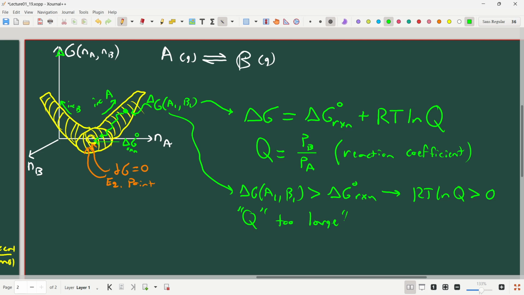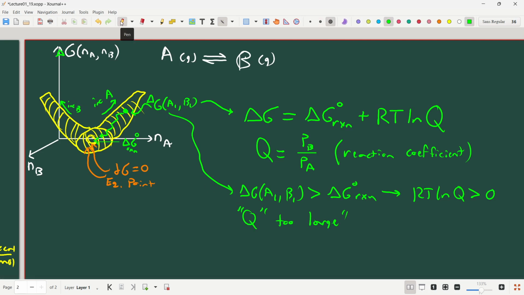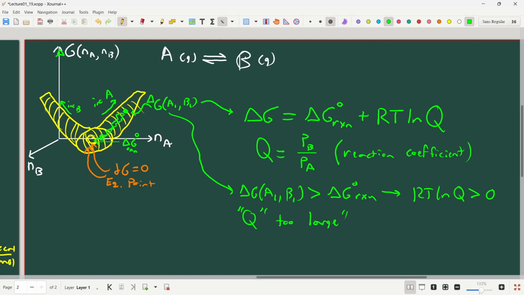Oh, I know what's wrong here. So Q is too large. So we want to deplete A and make more B.